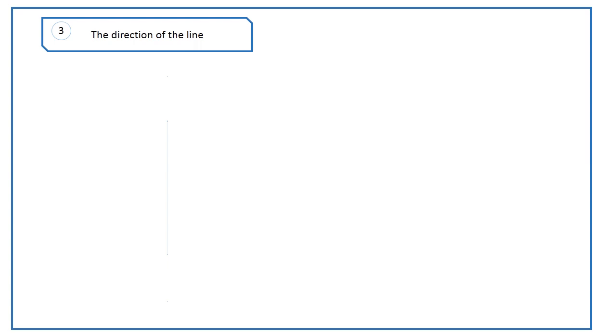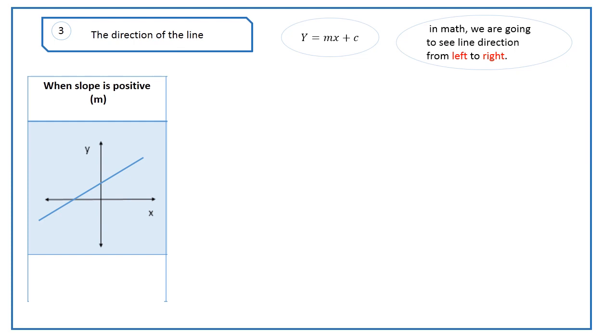Let's start by writing down the linear equation, which is y equals mx plus c, where m is the slope. And as we said before, the slope can tell us the direction of the line. In real life, we can see the line from any direction, but in math, we are going to see the line direction from left to right. Now we will have 4 cases of the value of the slope that will represent all forms of the line direction. Let's start with the first case, when the slope is positive.